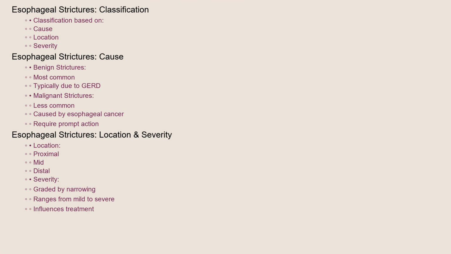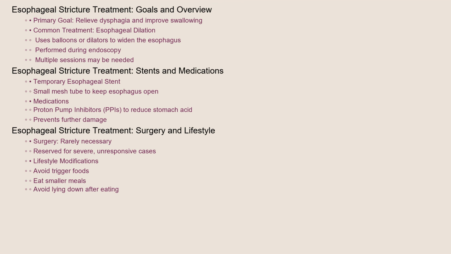Esophageal strictures can be broadly classified based on their cause, location, and severity. Benign strictures, typically caused by GERD or other non-cancerous conditions, are the most common type. Malignant strictures, caused by esophageal cancer, are less common but require prompt diagnosis and treatment. Strictures can also be classified based on their location in the esophagus, such as proximal, mid, or distal. The severity of the stricture is typically graded based on the degree of narrowing, ranging from mild to severe, which influences the treatment approach.